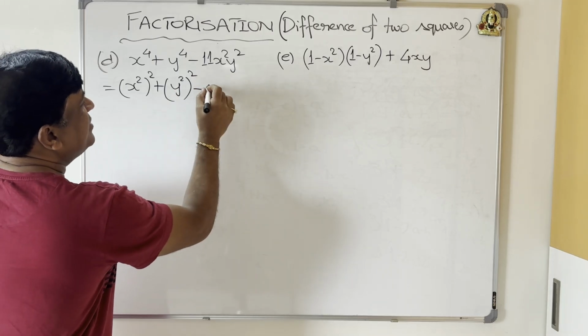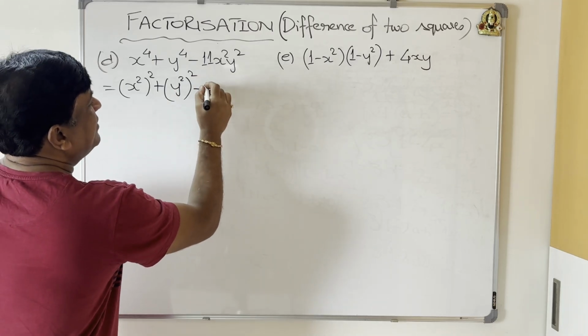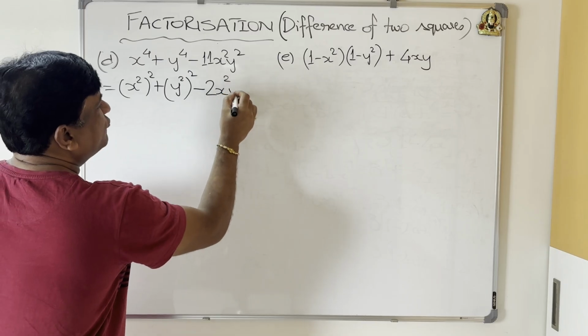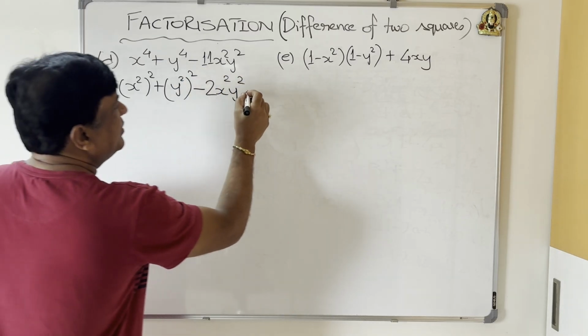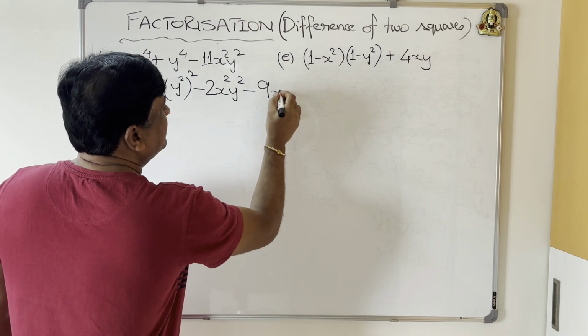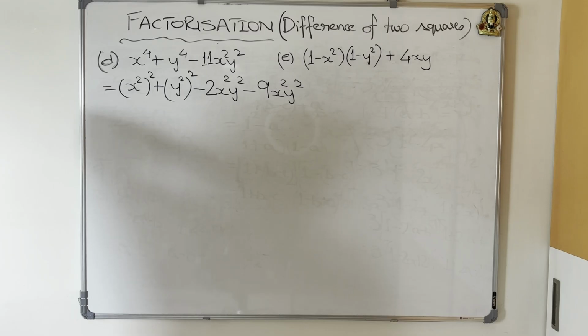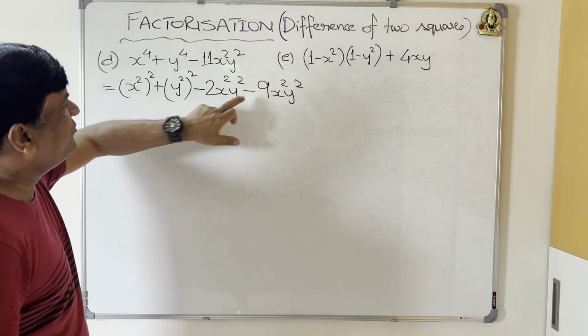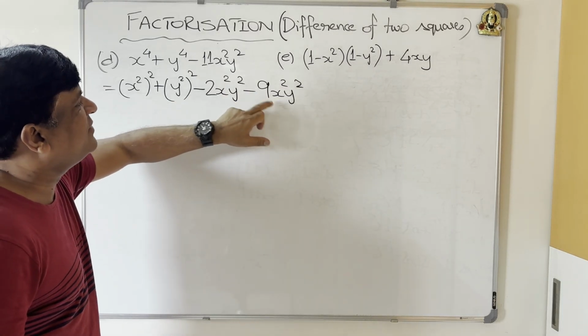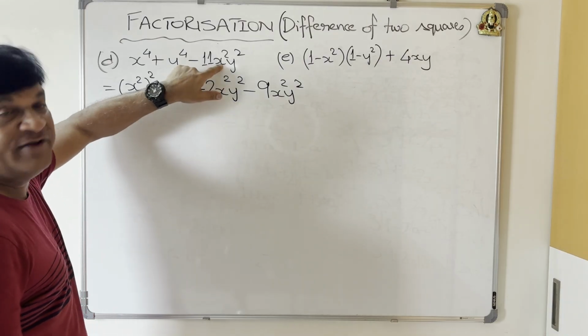From here I can take out minus 2x square y square, and whatever is left I can write as 9x square y square. Look at it. Does this make sense? Minus 2x square y square and minus 9x square y square will become minus 11x square y square.